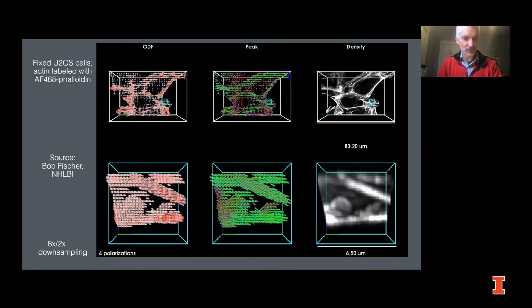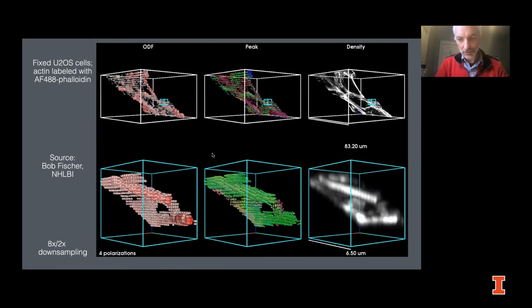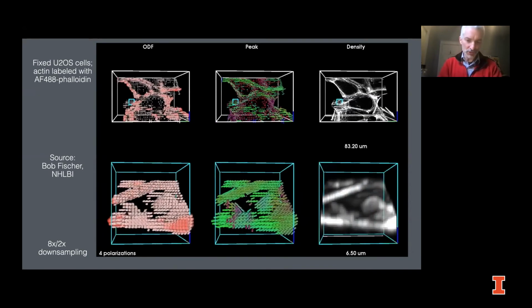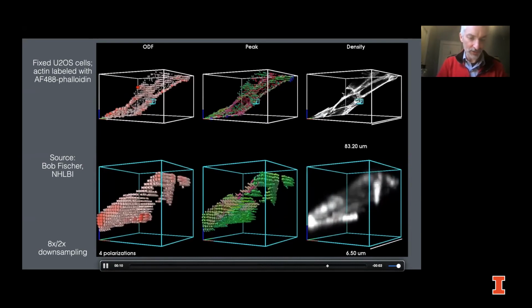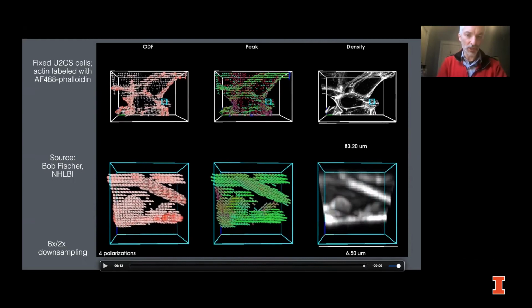And yeah, these are in fixed cells that have actin labeled with phalloidin, again, a dye that should bind sort of tangent to the actin filaments. And again, we're seeing similarly encouraging results. I mean, we do see some weirdness. These were acquired before we implemented the tilting to try to solve the final blind spot. So we do see a few orientation artifacts.